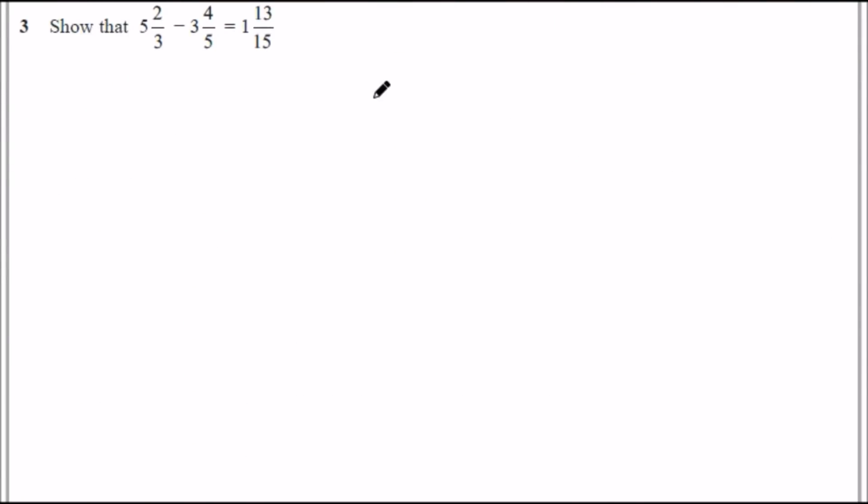Now, 3. Show that this fraction, when subtracted, will equal to this side. Okay, so when you subtract fractions, we always have to remember that we need common denominators. And let's just look at the fractions for now. So with 3 and 5, we know that the lowest common multiple for both will be 15. So we need to make them both have a denominator of 15. To do that, we multiply the first lot by 5, and we multiply the second fraction by 3.